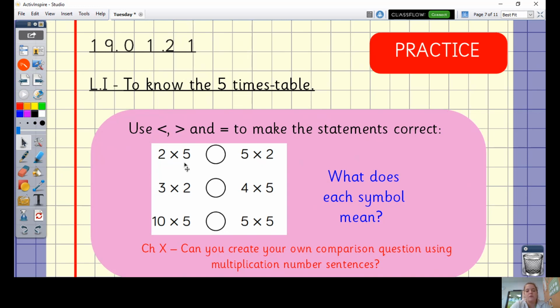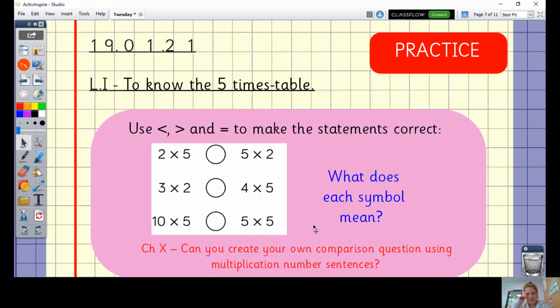So we have 2 multiplied by 5, 5 multiplied by 2. Here we have 3 multiplied by 2, 4 multiplied by 5, and then 10 multiplied by 5, 5 multiplied by 5. So have a go. I want you to draw the symbol in between each of these statements, and I want you to try and compare them to see which statement, which side is greater. Or maybe they're equal, maybe they equal the same thing.